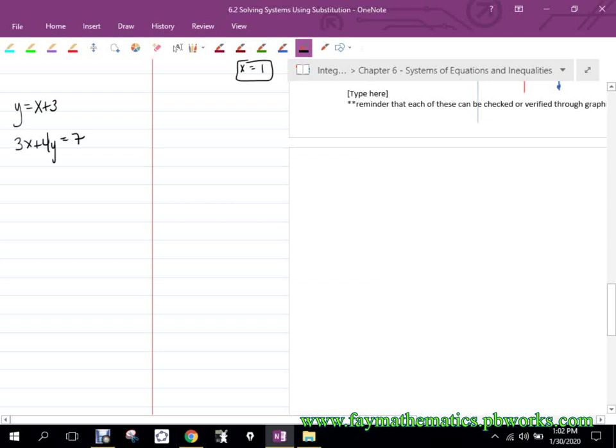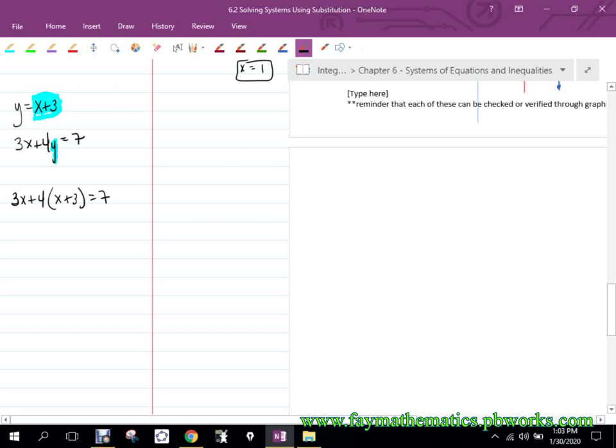We solved that yesterday by saying, well, in that top equation, y is already solved for, right? So right there, I know y is x plus 3. If you look at the work we did, we came down here and replaced it, and we got 3x plus 4 times (x plus 3) equals 7, right? Remember doing that yesterday? We solved it and all that.